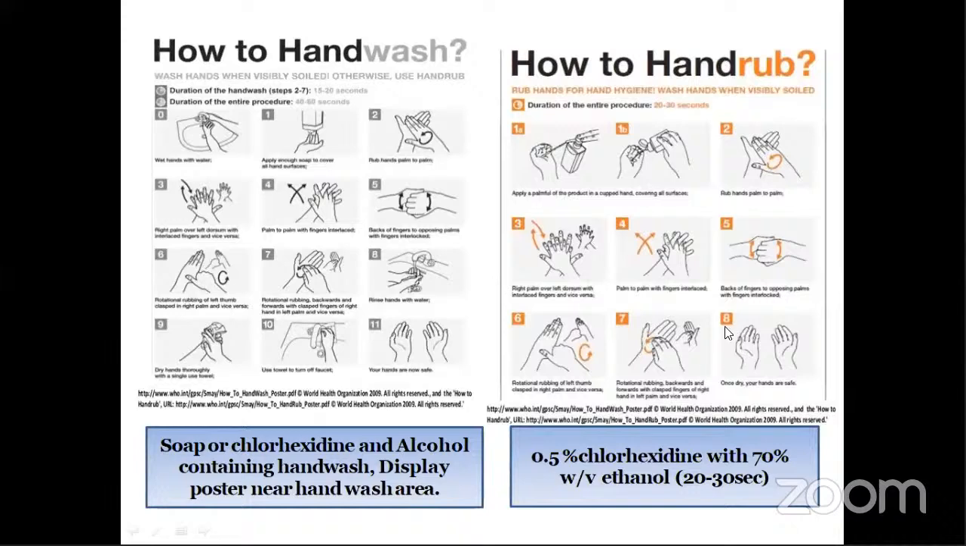This is showing hand rub. It can be 0.5% chlorhexidine with 70% weight by volume ethanol. Practice for 20 to 30 seconds. These are the steps.